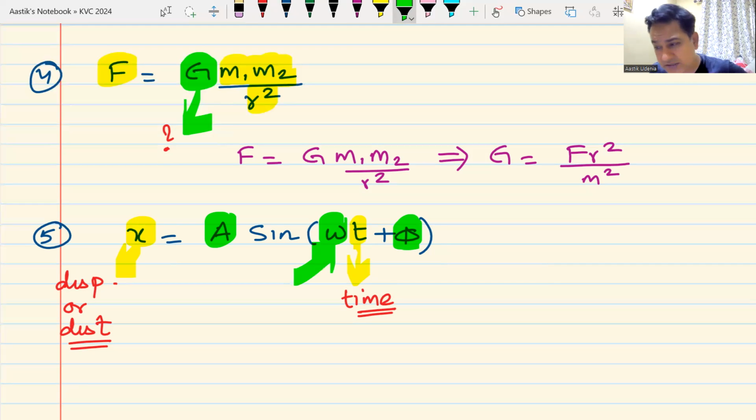Can you tell me the dimensions of these quantities? A, omega, and phi. I'll give you 1 minute. 3 minutes are left for your class to get over. You shall have 2 minutes of those. And then in the remaining 1 or 2 minutes, I will try to explain what has happened.